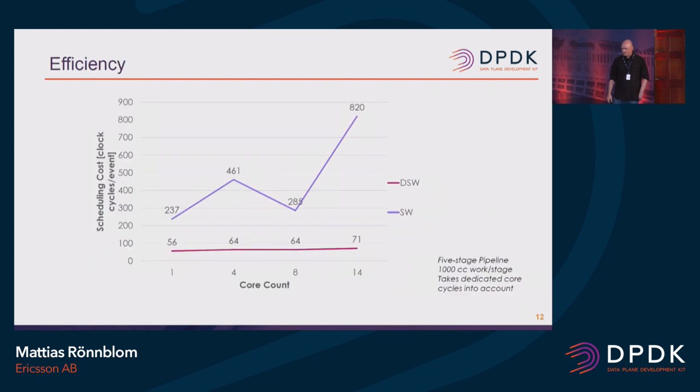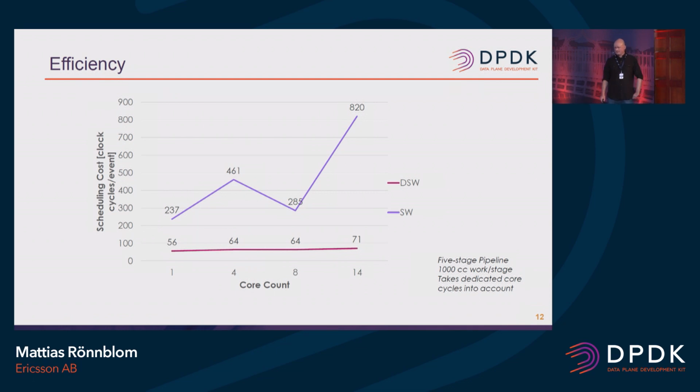So I also have an efficiency estimate, and this is the scheduling overhead, the clock cycles per event. It's the same test application, but now we've configured a more real-world pipeline. It's a 5-stage pipeline with 1,000 clock cycles of work per stage. And this work has almost 0 working sets, so all the caches are left to the schedulers, basically. So it's also a scheduler-friendly benchmark.